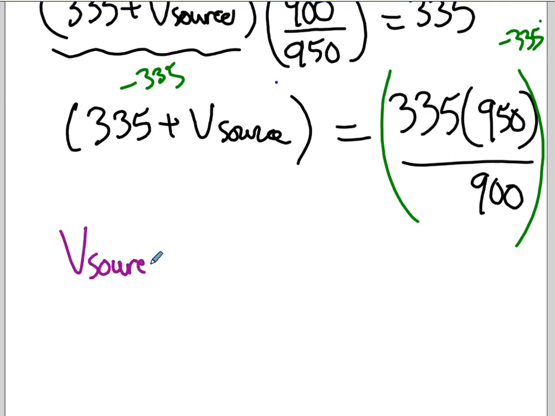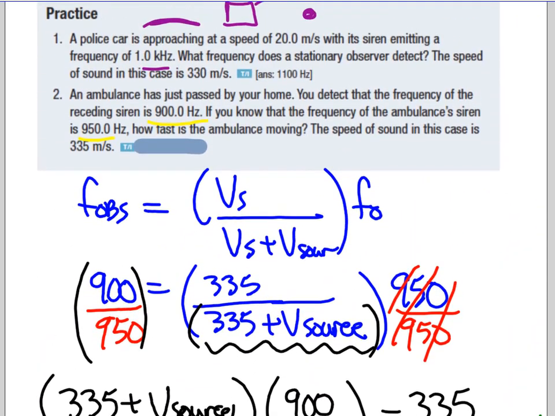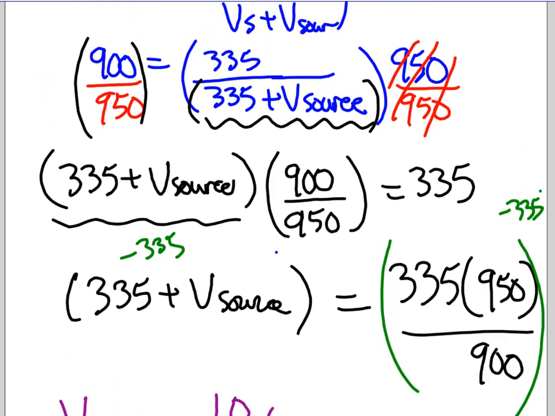So we'll go 335 times 950 divided by 900, subtract 335, and we should get 18.6 meters per second is the velocity of the source. So there we are. So the key part in this is you have to remember to keep this as a package deal. You have to bring the whole thing up.